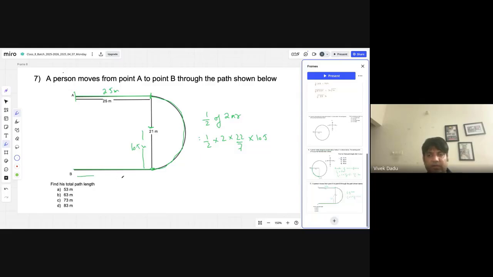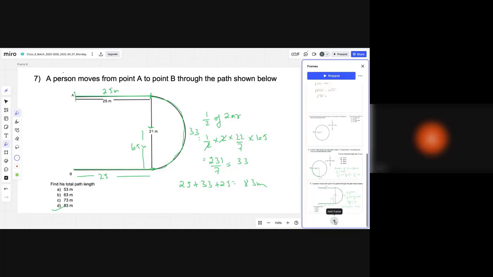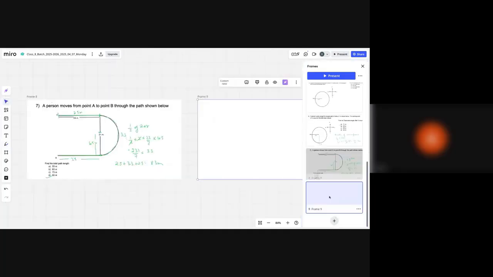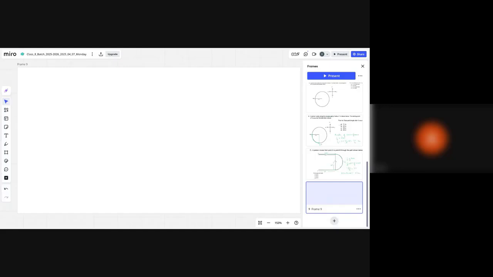And then plus 25. Okay. So let's calculate this. This is 22 into 10.5 by 7, which is 22 into 27, 231/7. 231/7 is 33. Okay, so this path length is 33. So you have 25 plus 33 plus 25, which is 83 meter. Got it, Rudransh? Sir, instead of converting into decimal, I just did pi and then diameter. I did not multiply 2.